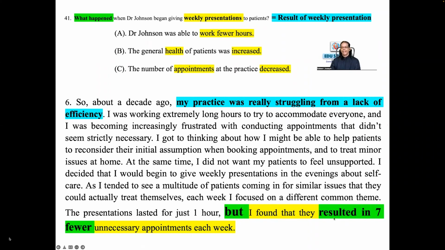I found that they resulted in, see, they are asking for the result, resulted in 7 fewer. Now there is scale and number together. 7 fewer unnecessary appointments each week. So there were fewer. The result was fewer appointments. So which should be the option? C. Yeah, clear it is, no? The number of appointments at the practice decreased, means less. Fewer means lesser.